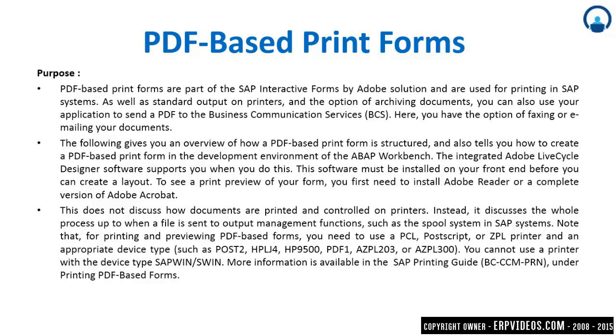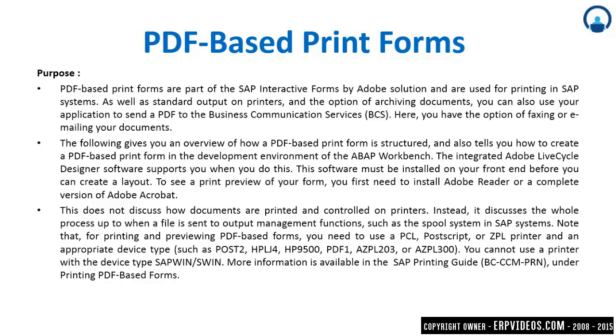This document does not discuss how the documents are printed and controlled on the printers. Instead, it discusses the whole process up to when a file is sent to the output management functions as a spool request in the SAP system. Now here, you should note that for printing and previewing the PDF based forms, you need to use a PCL or a PostScript or ZPL printer and an appropriate device type. So here you cannot use a printer with the device type SAPWIN or SWIN.